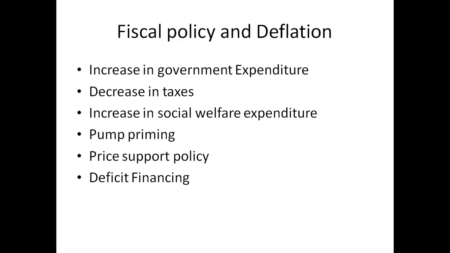Here comes the next, fiscal policy and deflation. Deflation is the opposite situation, when prices go down. How does fiscal policy deal with this situation? Increase in government expenditure. In the first case, fiscal policy and inflation, there was decrease in public expenditure. Now, the government tries to increase government expenditure. Try to understand one important thing: whatever points you discussed in fiscal policy and inflation, you reverse all the points in this case, right?